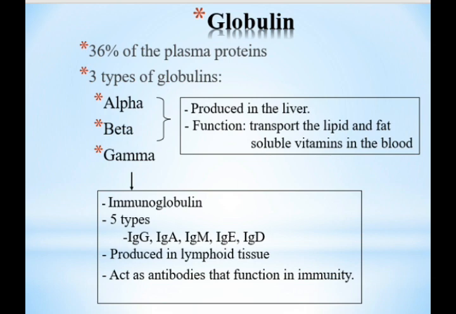So globulin is 36% of plasma proteins. You have three types: alpha, gamma, and beta. It is produced in the liver. It is for transporting lipids and fat soluble vitamins in the blood. That's for alpha and beta. But what about the gamma? The gamma are all called immunoglobulin. Immuno means for the immune system. You have five types, produced in lymphoid tissue, and they act as antibodies which defend your body from any dangerous pathogens.